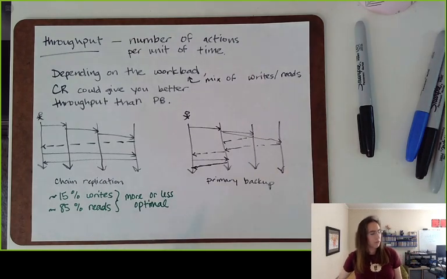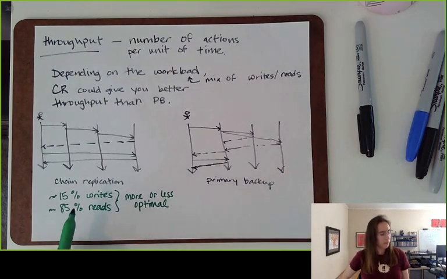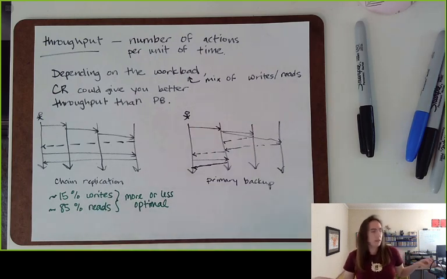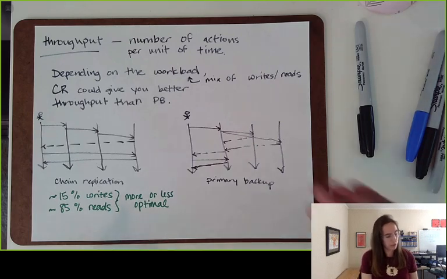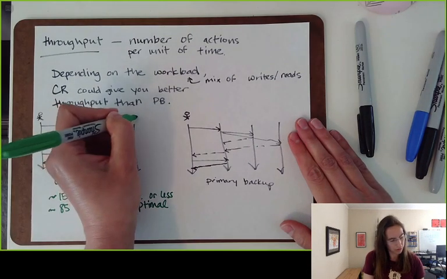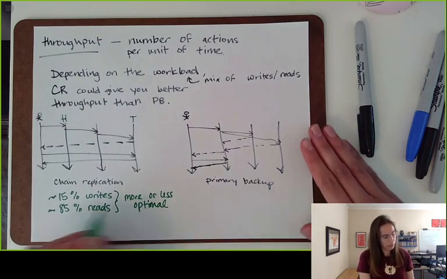If that's not intuitive for you, just think about the fact that it takes more effort to deal with a write than it does to deal with a read. Just for argument's sake, let's say that it takes 3 times more effort to deal with a write than with a read. Then, if the workload is 15% writes and 85% reads, but the writes take 3 times more effort, that split more or less equally divides the work between the head and the tail nodes. So something like this ends up being more or less optimal.